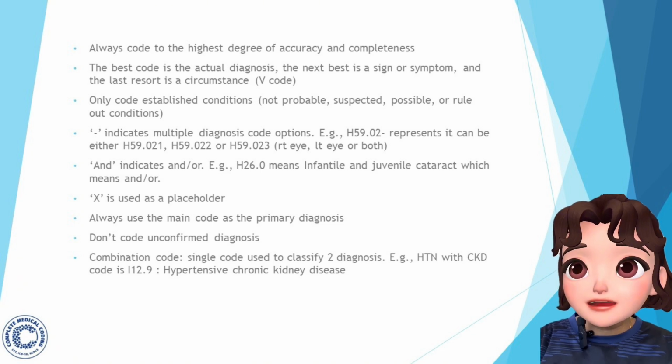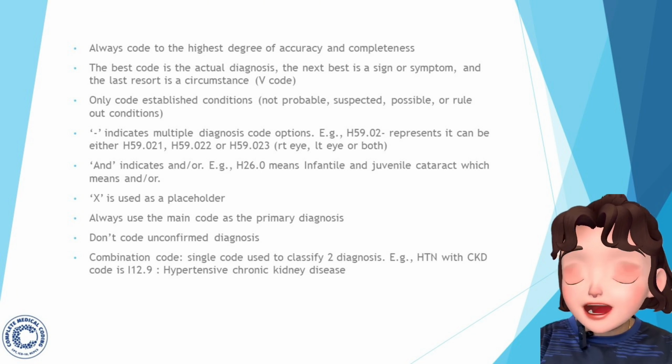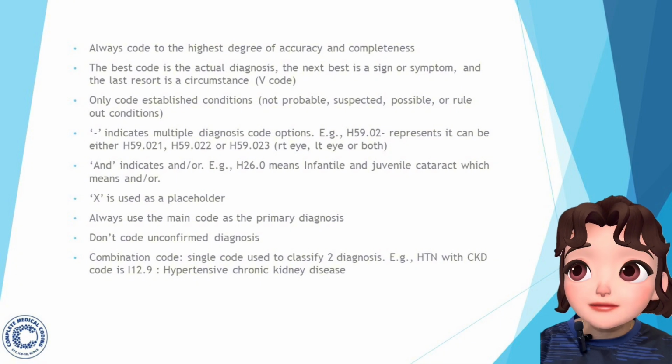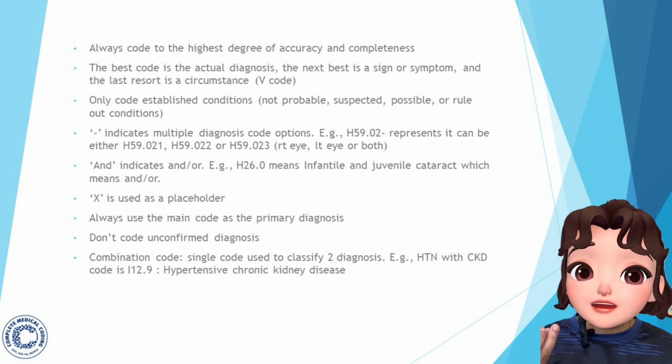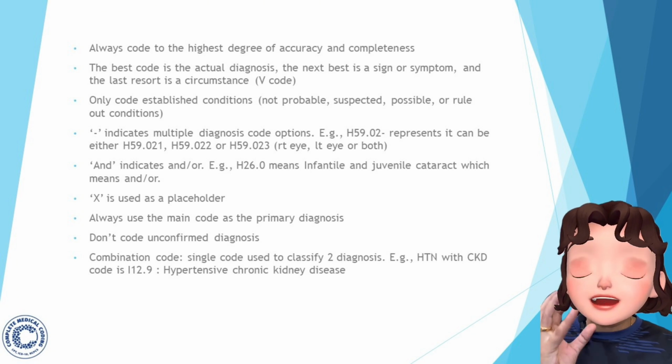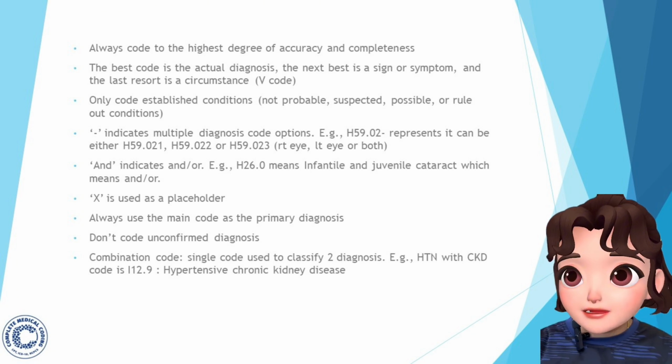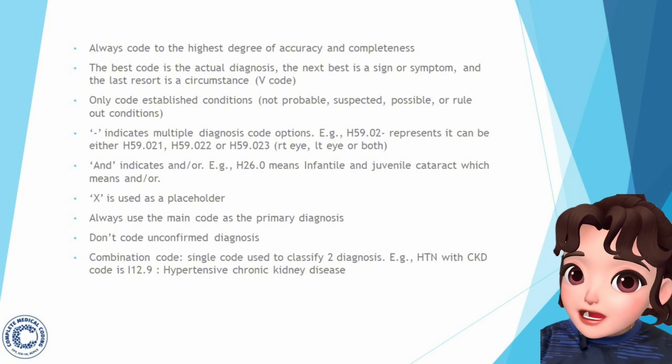Now, always use the main code as the primary diagnosis. If there are multiple diagnoses, you should always use the main code as the primary diagnosis. What the patient has come for, or what procedure the doctor has done, and what diagnosis the doctor has confirmed, that is used as the primary diagnosis. Don't code any unconfirmed diagnosis.